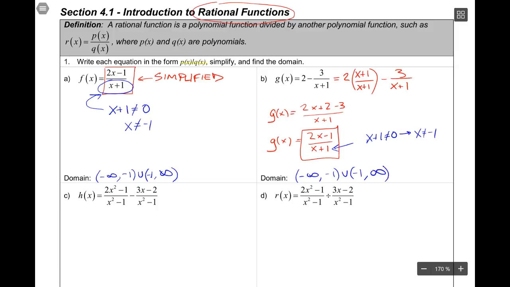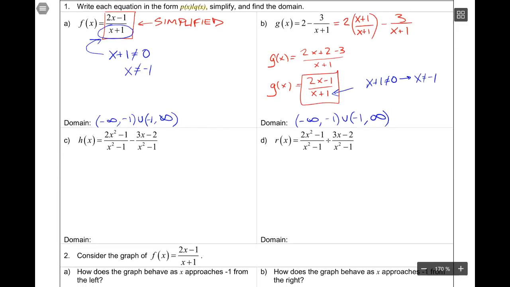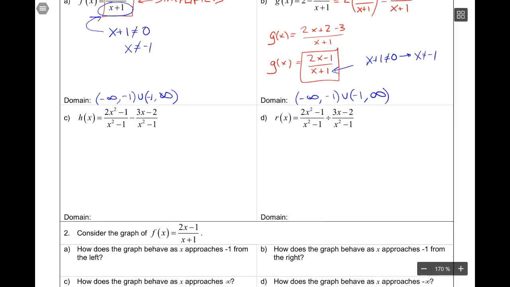All right, so far this is pretty simple. Let's move on to C. So in example C, things get a little bit trickier. We have one rational function, 2x squared minus 1 over x squared minus 1, and we are subtracting another rational function, 3x squared minus 2. We already have a common denominator, so we don't have to work on our denominator.